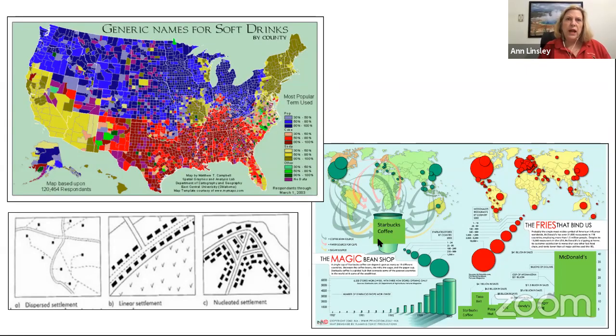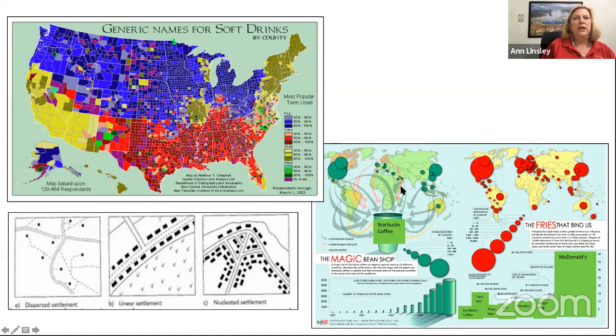Remember, you always want to ask why. That's the only way you're going to get down in understanding a map. Why do you have those patterns? So why do we have, first of all, what kind of pattern do we have for the Starbucks? And then why do we have this pattern? Is it that South America doesn't drink Starbucks? There's no Starbucks in Africa at all?